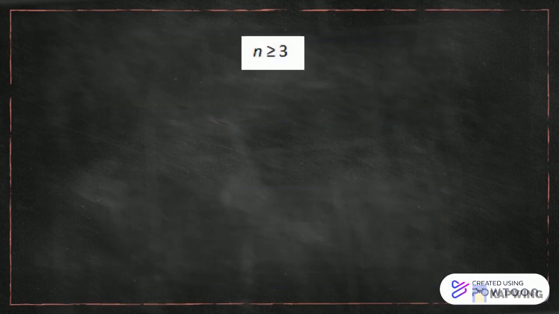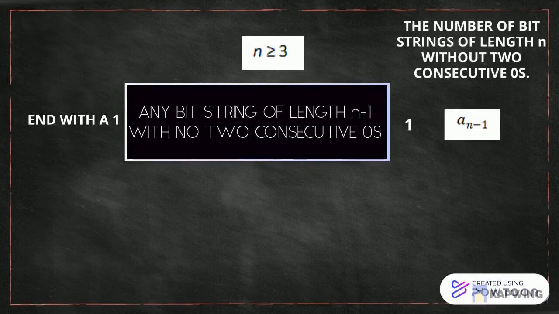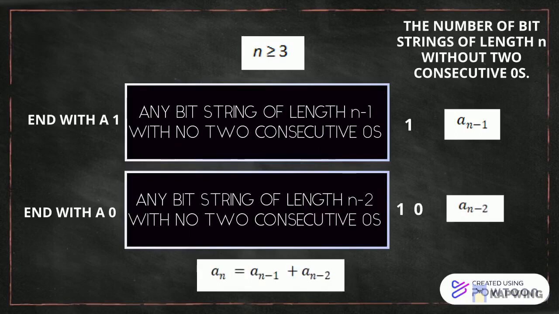Now assume that n is greater than or equal to 3. The bit strings of length n ending with 1 without 2 consecutive zeros are the bit strings of length n-1 with no 2 consecutive zeros with a 1 at the end. Hence, there are an-1 such bit strings. The bit strings of length n ending with 0 without 2 consecutive zeros are the bit strings of length n-2 with no 2 consecutive zeros with 10 at the end. Hence, there are an-2 such bit strings. We conclude that an equal to an-1 plus an-2 for n greater than or equal to 3.